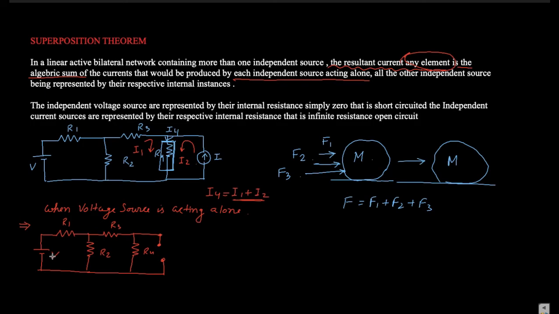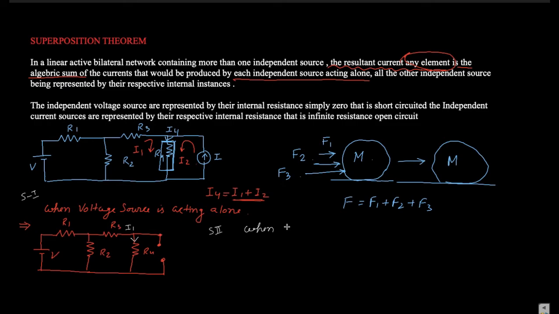So due to this V, say that I1 is flowing. Now you can find it by the series-parallel technique or KCL, KVL, whichever is preferred by you, you can apply it. The ultimate motive is to find out the I1 due to the V. This is step 1, and now step 2.